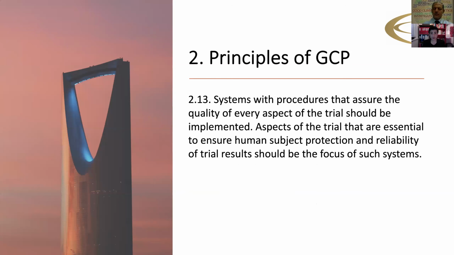So the final principle talks about systems with procedures that ensure quality of every aspect of the trial should be implemented. Aspects of the trial that are essential to ensure subject protection and reliability of trial results should be the focus of systems. To summarize that, what we're saying here is we want quality in our clinical trials. Every data point we have should be good, true quality data. There should be systems put in place, checks, for example, that ensure that our data is accurate, it is complete, and we are producing quality. So if you go back to the definition of GCP, it was an ethical, scientific quality standard. So quality is very, very important to us.